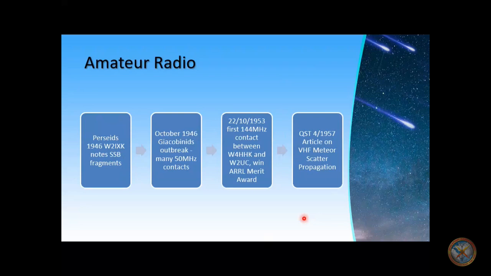But then finally in October 1953, W4HHK and W2UK managed to do the first 2 meter contact, and they won the ARRL Merit Award for that. A few years on, and there was an article in QST in 1957 on VHF meteor scatter propagation, so that explained the theory behind it and also some operating techniques to use.